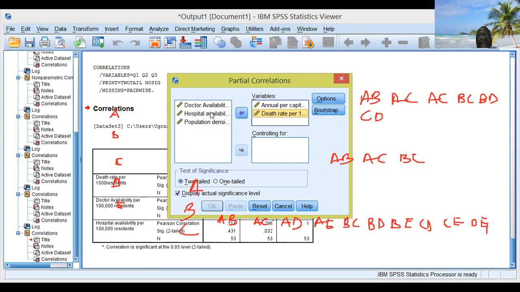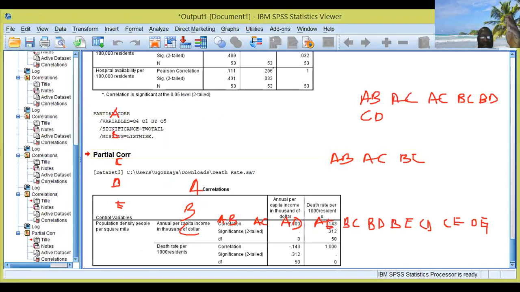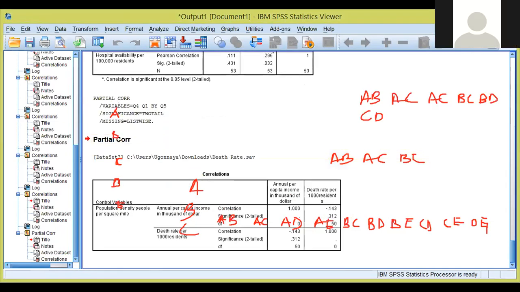Annual per capita and death rate, and now control for population density. And click OK. I clicked it, sir. If you look at it, you do the correlation between annual per capita and death rate, but you control for the effect of population density. Can you see? You understand? This is partial correlation.